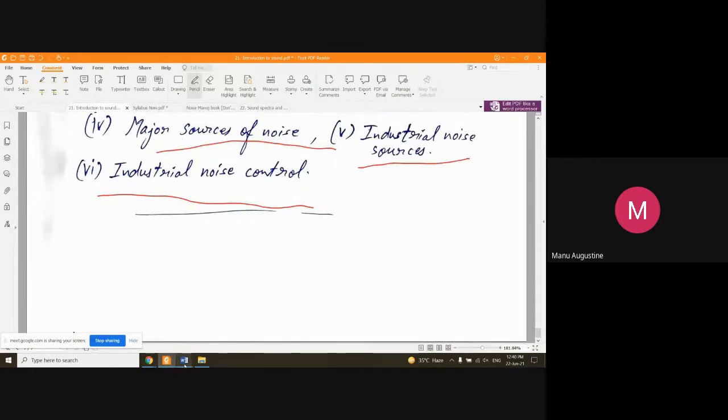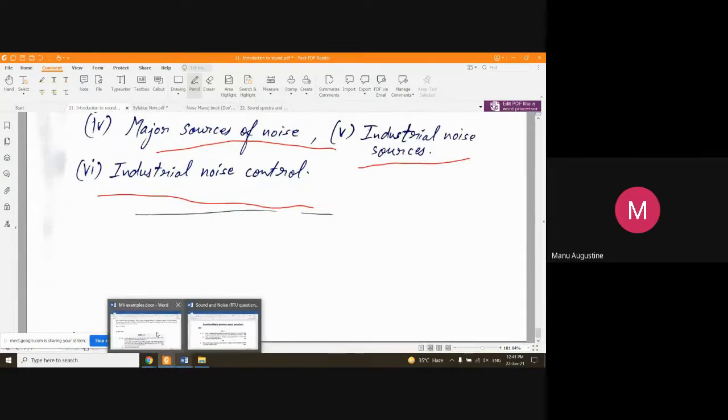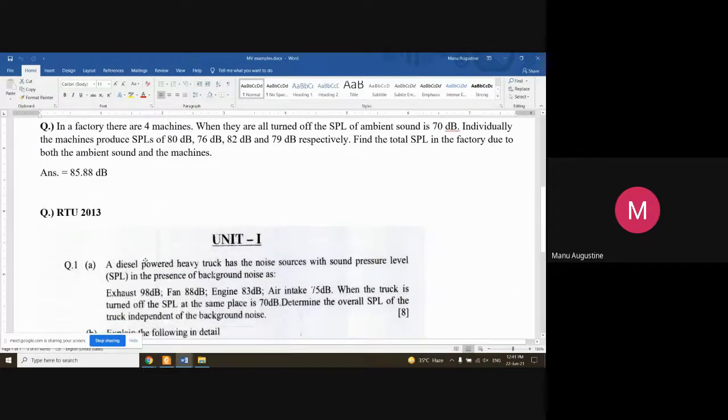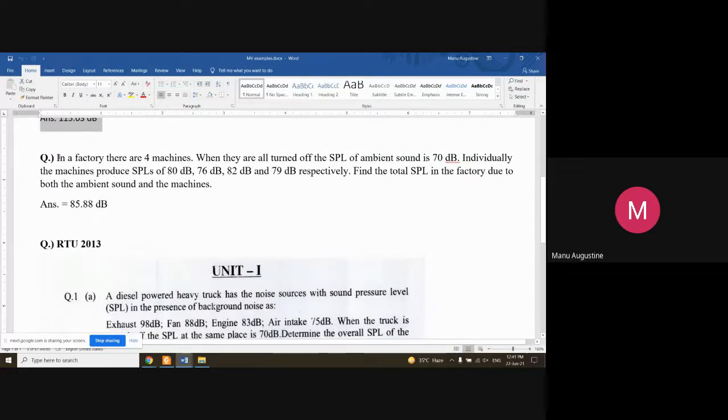So let us now make use of the formulae that we have learned and try to solve a few numerical problems that generally come in your RTO exams. Now you see, read this question. In a factory, there are 4 machines. When they are all turned off, the SPL of ambient sound is 70 decibel.